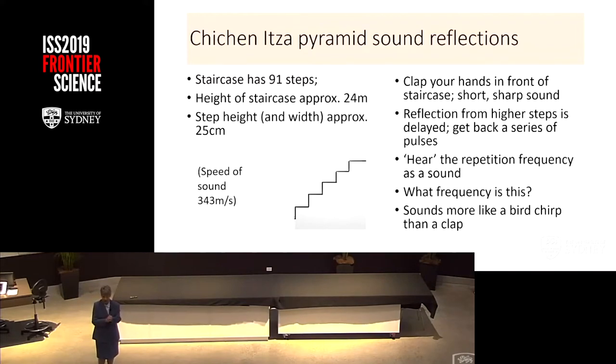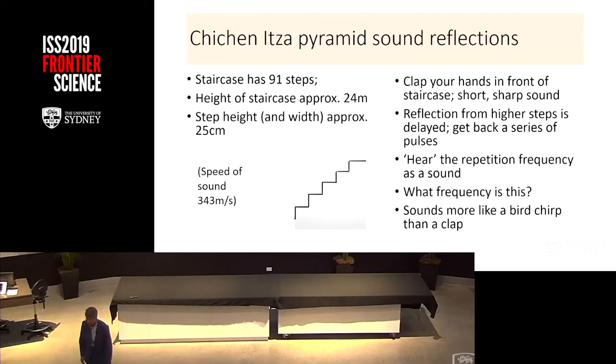So that signal, I could probably demonstrate it here. This signal sets off in this direction. It hits the first riser and bounces back. It hits the second riser and bounces back. It hits the third riser and bounces back, and so on, all the way up the flight of stairs.